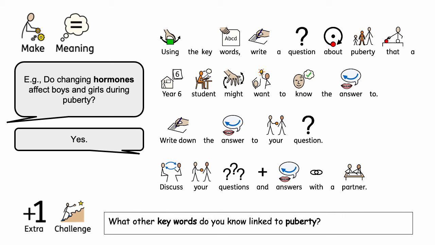For your next task, I would like you to use the key words that we've been looking at this lesson to write a question about puberty that a Year 6 student might want to know the answer to. So write down the question and then write the correct answer to the question that you think they might want to ask. Then discuss your questions and answers with a partner and test each other on your questions to see if you can both get the correct answers.